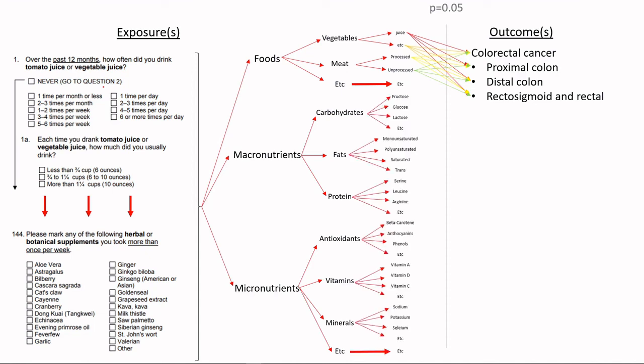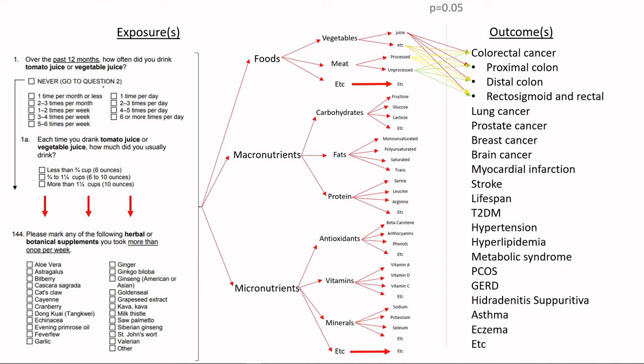Of carbohydrates, we can break those down into fructose, glucose, lactose. Fats, we have monounsaturated, polyunsaturated, saturated, trans. Proteins, we have the individual amino acids such as serine, leucine, arginine, di and tri-amino acids. Antioxidants, we have all of the ones that have ever been discovered, vitamins A, D, C, etc., and all of the minerals, including the trace minerals.